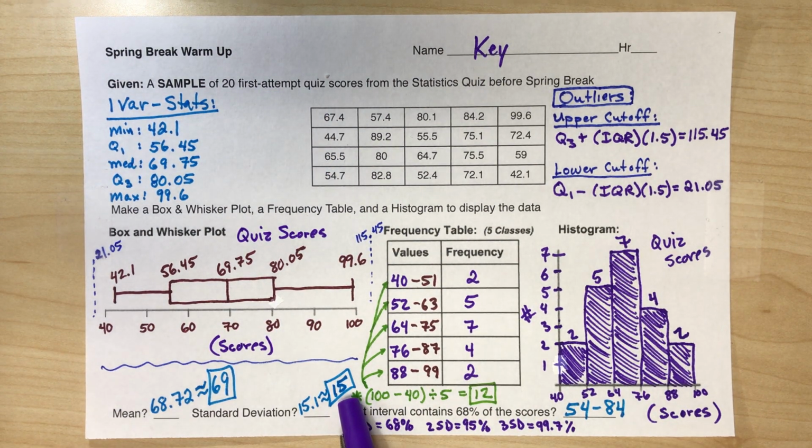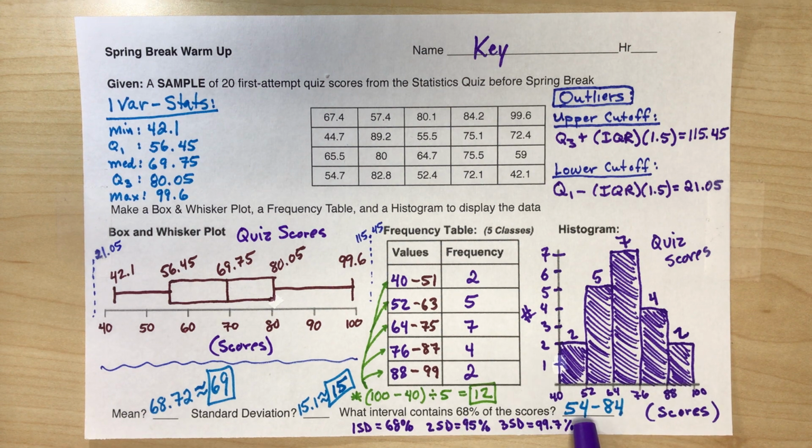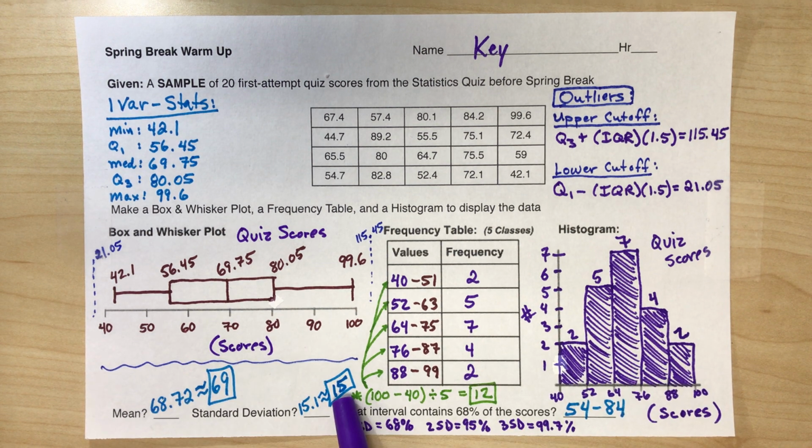So then if I want to start talking about percents of my data, if I go 15 to the right and 15 to the left of this number, I will then capture 68%. So the interval should go from 54 to 84. Don't forget the other intervals. If you went 2 out on both sides, meaning going out by 30 on both sides, you'd capture 95% of the data. And if you went out by 45 on both sides of this average, you'd capture 99.7% of all the data, which is basically all the data.